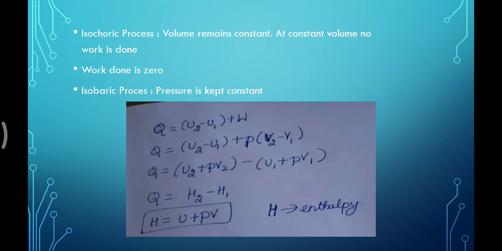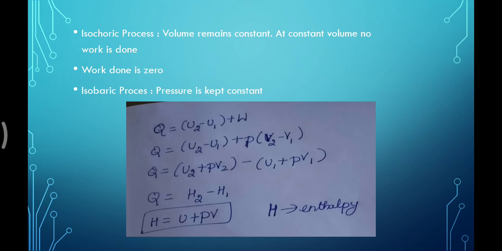Next is isobaric process. Here pressure is kept constant. So here the energy equation is given as Q is equal to U2 minus U1 plus W. So Q is equal to U2 minus U1 plus work done, which is given by the equation P into V2 minus V1. So by simplifying this, we get U2 plus PV2 minus U1 plus PV1. So Q is equal to H2 minus H1. So U2 plus PV2 we are taking as a single constant H2.